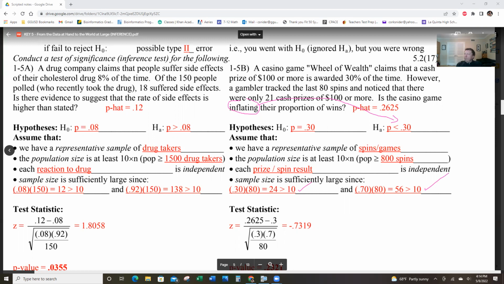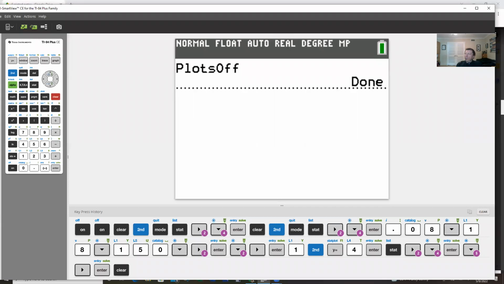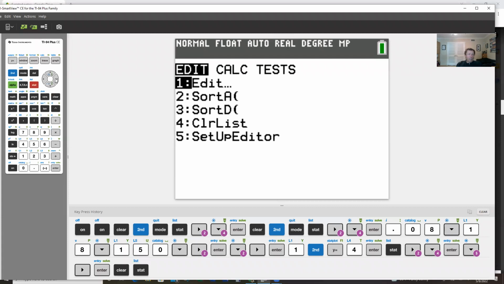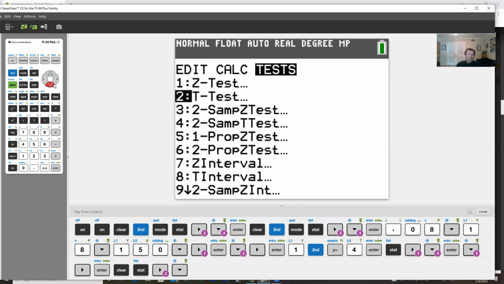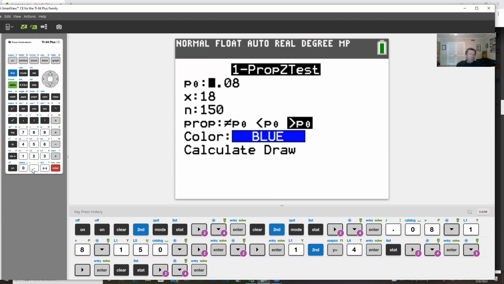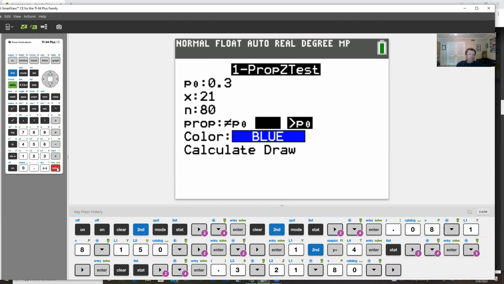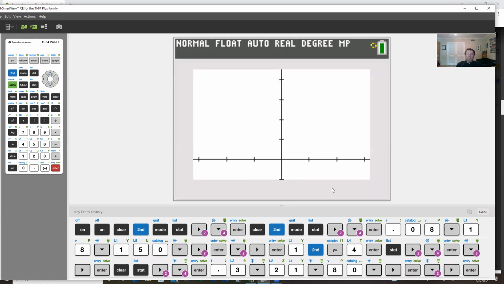So let me bring in once again the calculator and see what you can do here. So we're going to go stat, tests, 1-PropZTest. And this was 0.3, and this was 21 divided by 80. And we're wondering if it's actually less than. Okay, just following the prompt, and then boom, there you go.